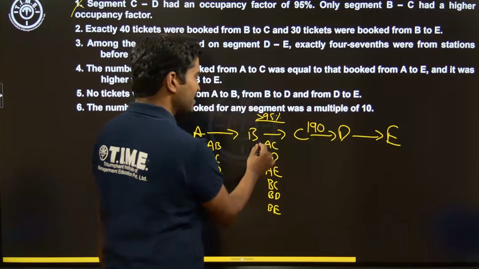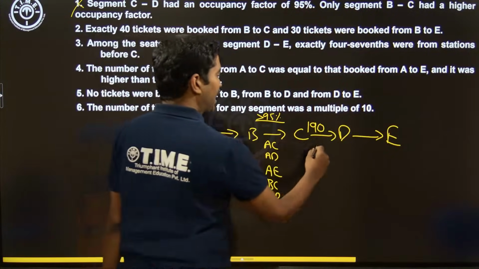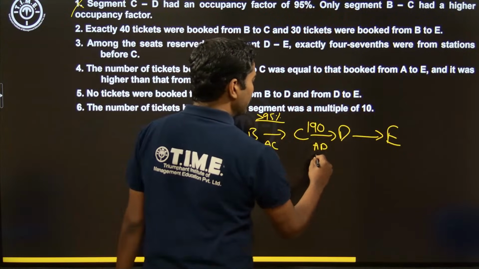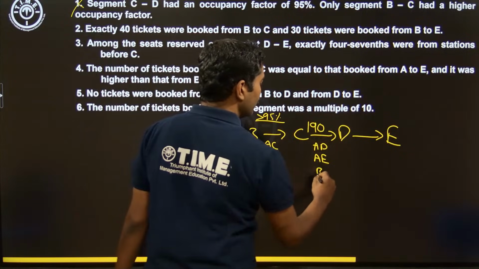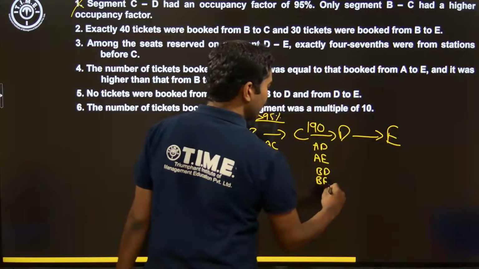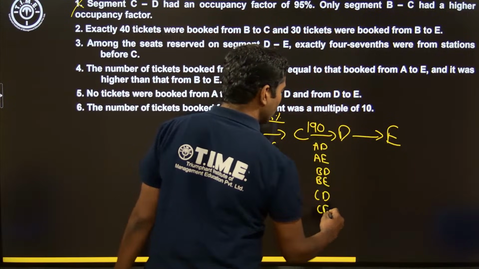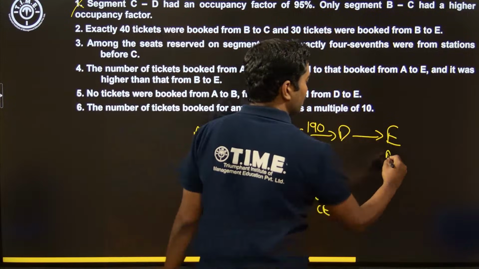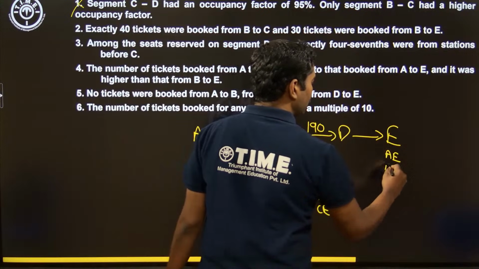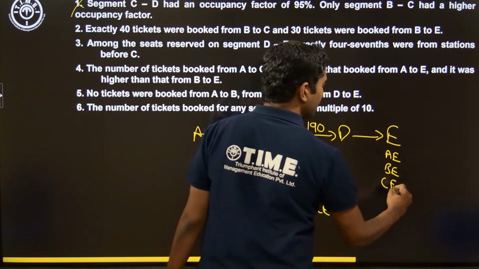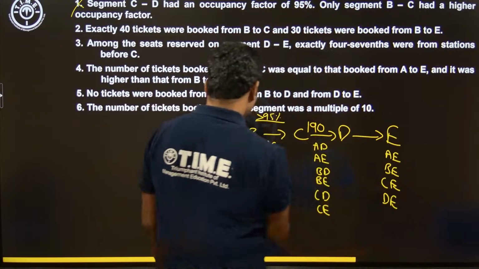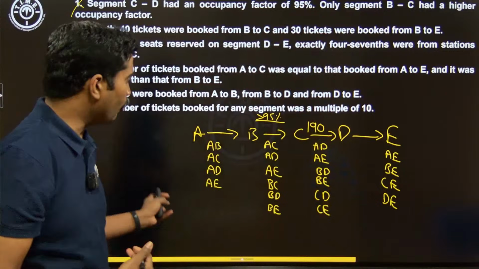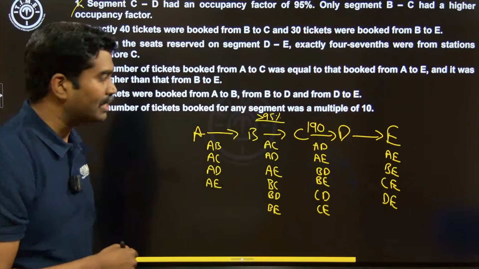People going from A to C would get down here at C, right? I will have only people going from A to D, A to E, B to D, B to E, C to D, and C to E. And the last stretch, people going from A to E, B to E, C to E, and D to E. So these are the different kinds of people who will be traveling on each stretch at different points.